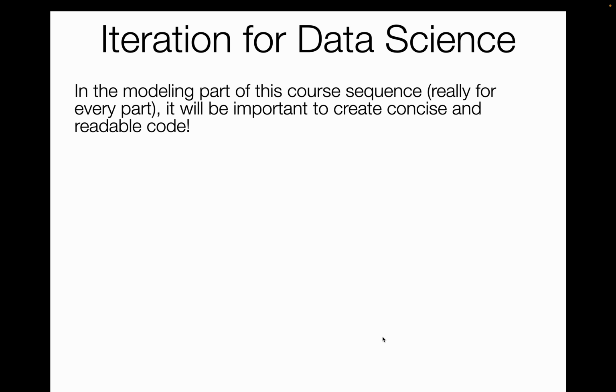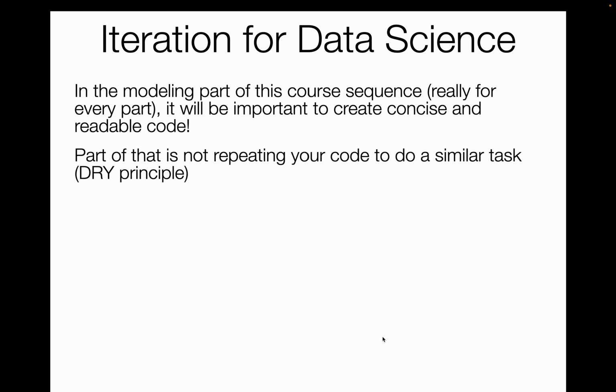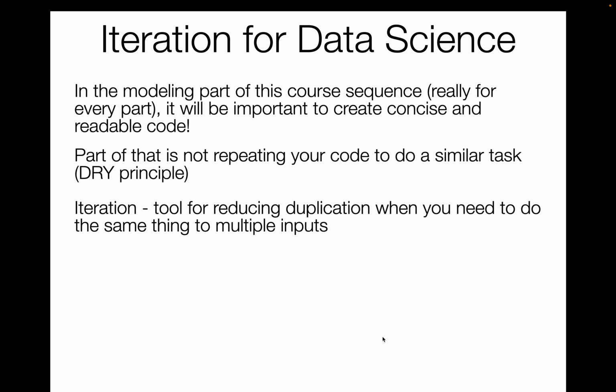So why is iteration for data science important? Well, as I said before, in the modeling part of the course sequence, which is the second part, but really for any part, it's important to create concise and readable code. People often call this the DRY principle, or the do not repeat yourself principle. So if I have to repeat a task 20 times on different parts of a data set, I probably shouldn't copy and paste 20 lines and change what I need to. I should really use iteration to help me. Okay, and so iteration is a tool for reducing duplication when you need to do the same thing to multiple inputs.